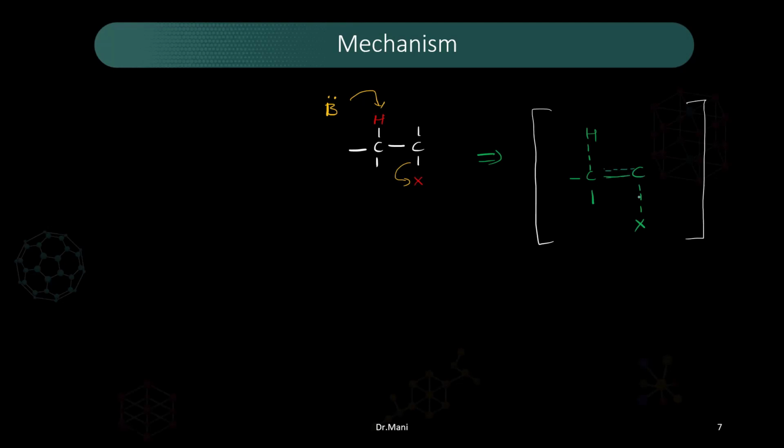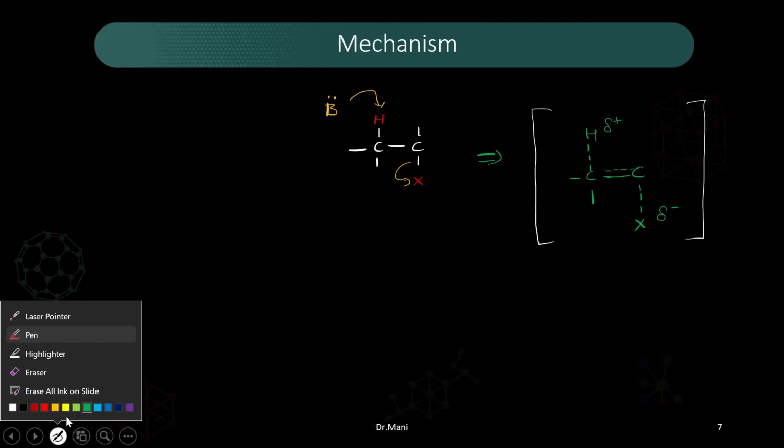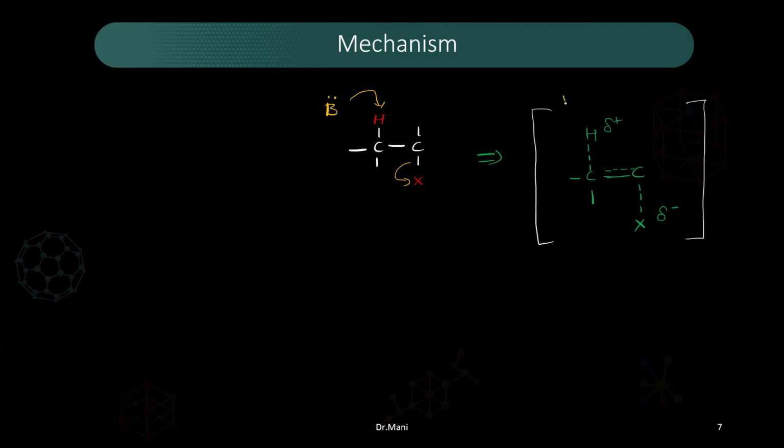As it is taking the electrons, this will be a slightly negative charge, and here the hydrogen will be a positive charge. So it is leaving like a proton, and the base that is attacking here contains the negative charge. Okay, the one which is making the bond with the hydrogen. So here the hydrogen is making the bond with this base, or you can write it like this.